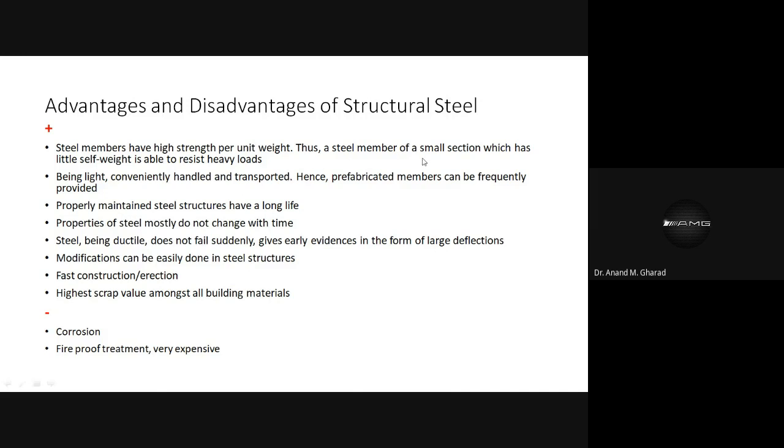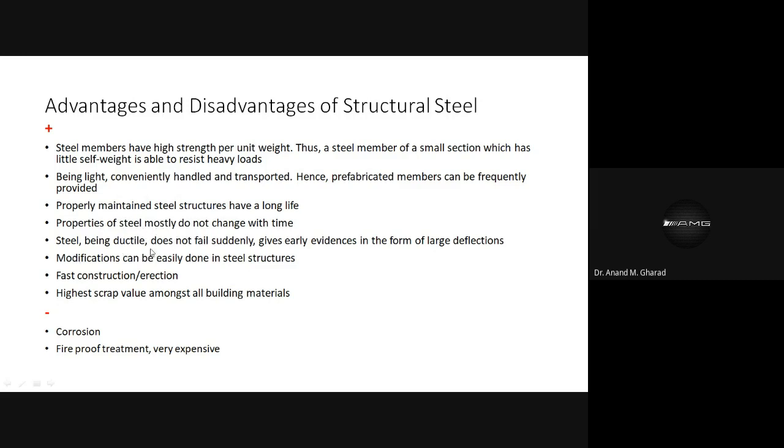Thus, a steel member of a very small section which has little self-weight is able to resist heavy loads. Being light, it can be conveniently handled and transported. You can imagine. Hence, prefabricated members can be frequently provided. Properly maintained steel structures have a long life. Properties of steel mostly do not change with time.